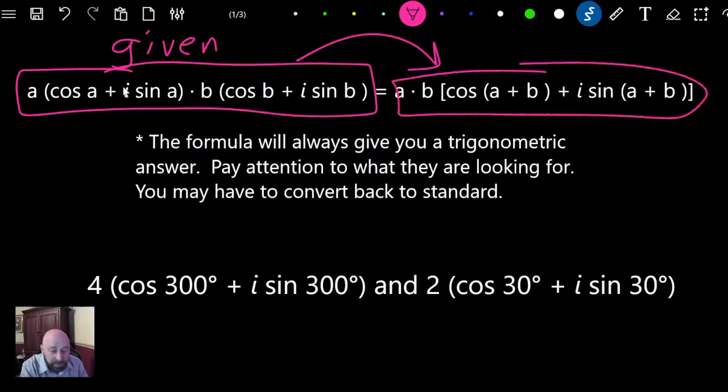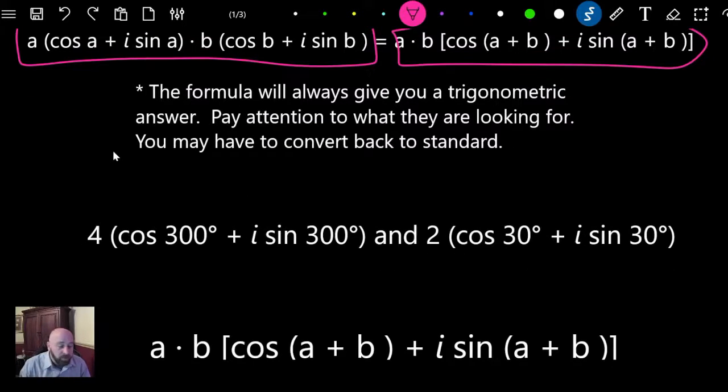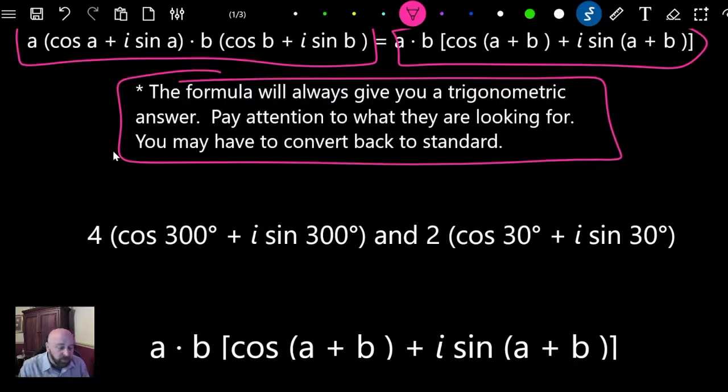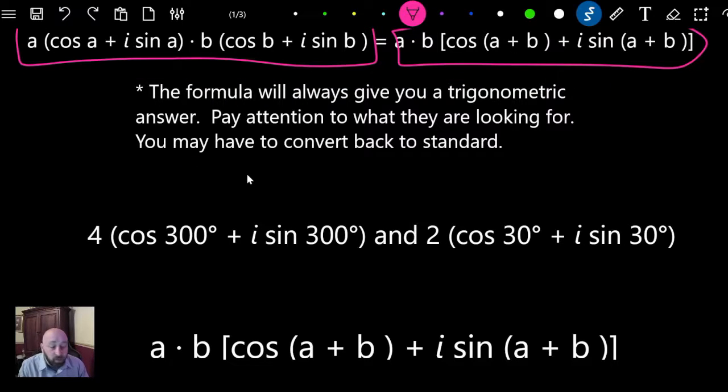You skip all that mumbo jumbo and put it straight into the form that they're looking for. Notice where it says the formula will always give you a trigonometric answer. Pay attention to what they're looking for. You may have to convert it back to standard. If they give it to you in standard, you're going to have to put it in trigonometric to get it into the formula, and then you might have to convert it back if they're looking for a standard answer. We know how to do that from the last lesson, so it shouldn't be too big of a deal to convert it back and forth.